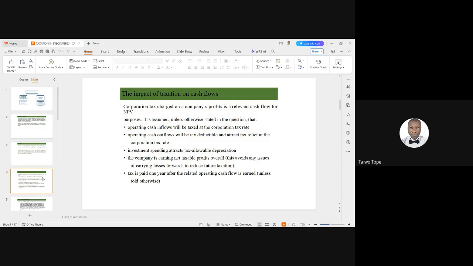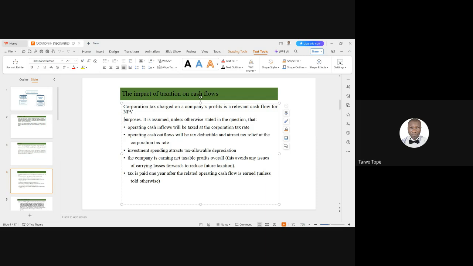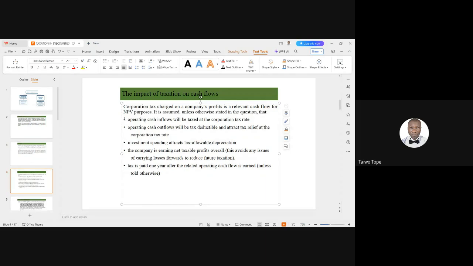Now, the impact of taxation on cash flows. Corporation tax charge on a company's profit is a relevant cash flow for an organization to determine their NPV. So the corporation tax is very important for cash flow in terms of determining NPV.